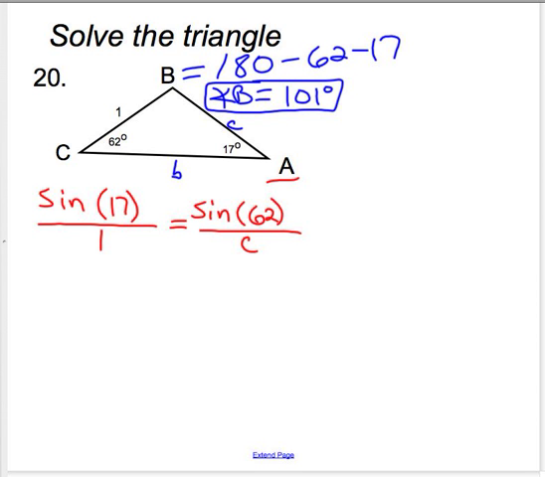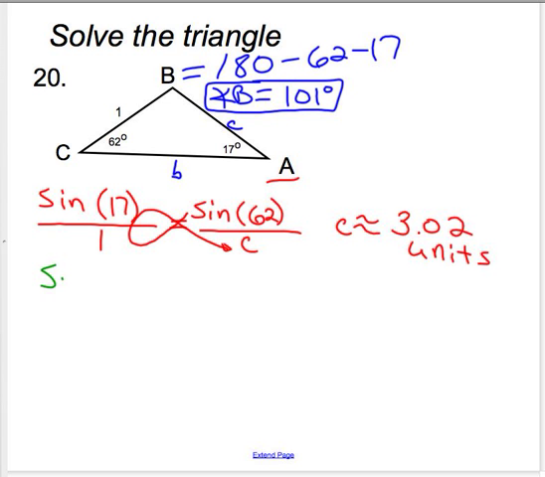I have 3 numbers and a variable. I can cross multiply and divide. Sine of 62 times 1 divided by the sine of 17, and I'll have side C. And side C, if I do that on my calculator, will be about 3.02 units long. So I got side C, I need side B. This is not a right triangle, so I have to use trig. I have to use that law of sines again.